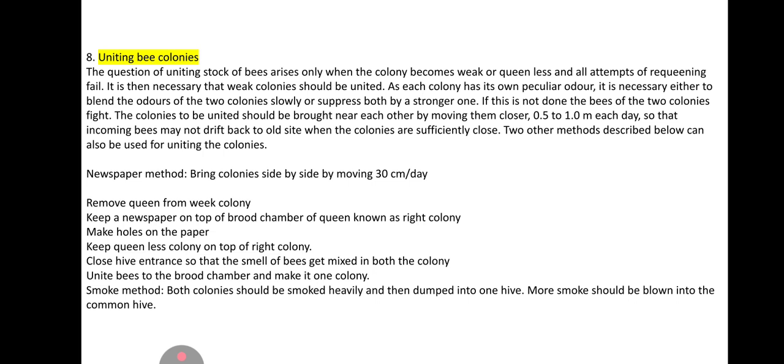Next method is smoke method. Here you got two methods. One was newspaper method and another is smoke method. These are additional two methods. In smoke method, both colonies should be smoked heavily and then dumped into one hive. More smoke should be blown into the common hive.